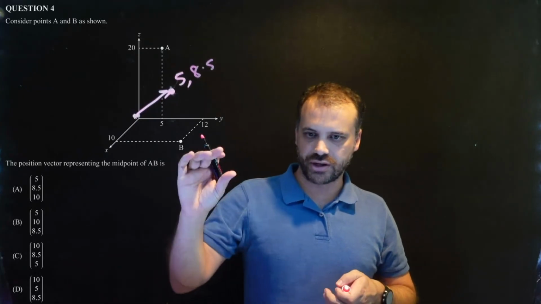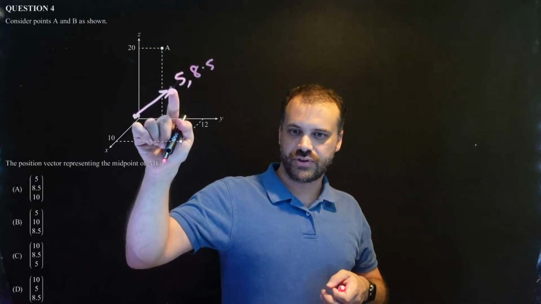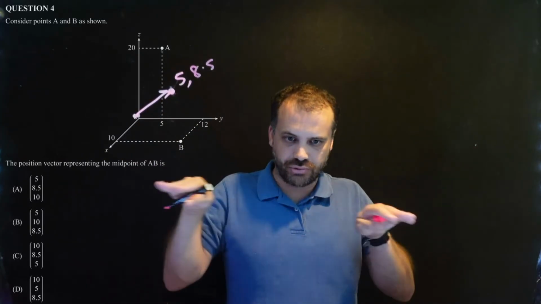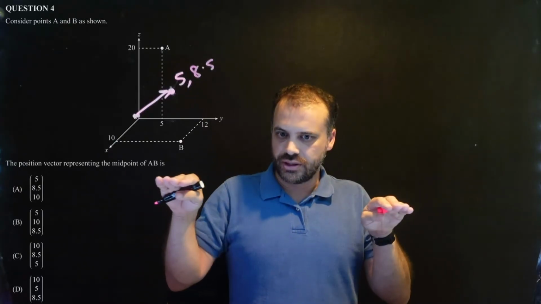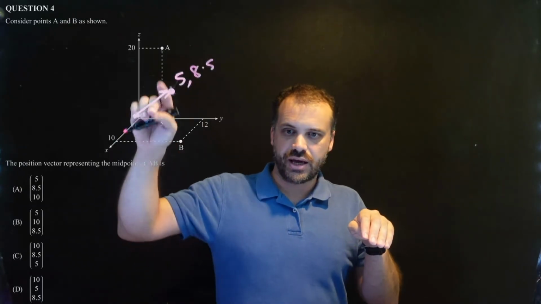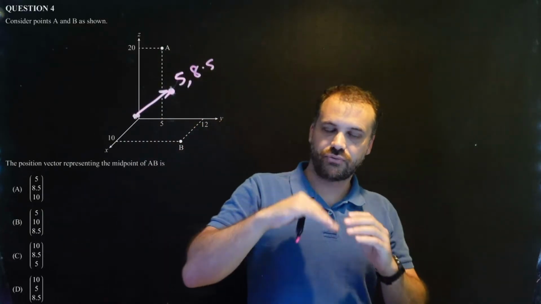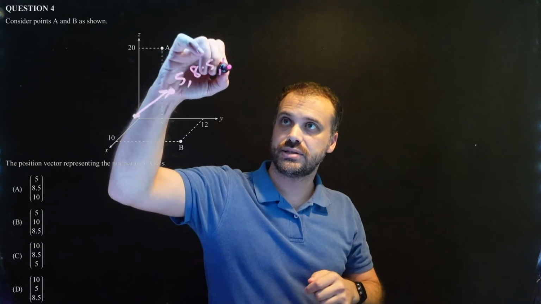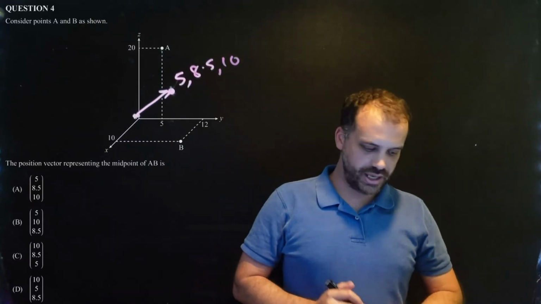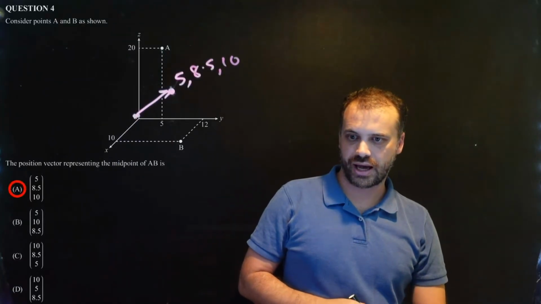Okay, and then finally the midpoint of this one, well, B is on the ground, so it's got a z-coordinate of 0. A has a z-coordinate, it's way up in the sky, it's 20. So halfway between 0 and 20 is 10. Alright, my answer is A.